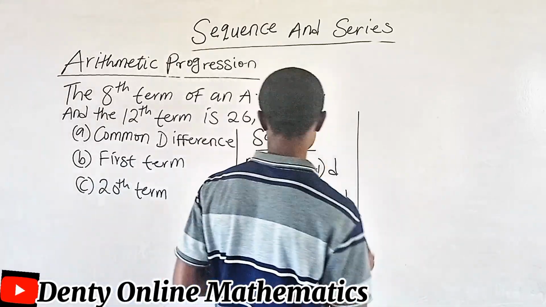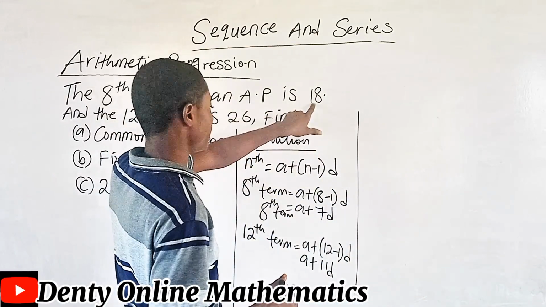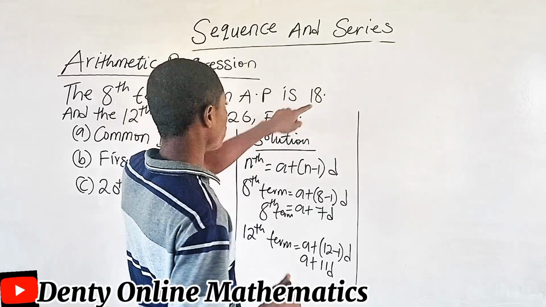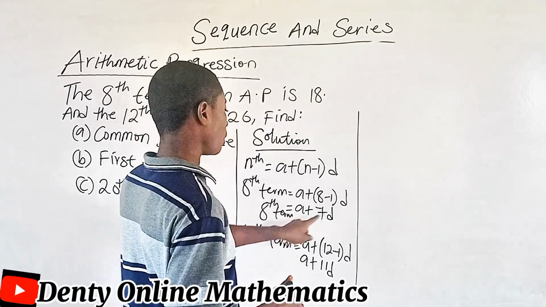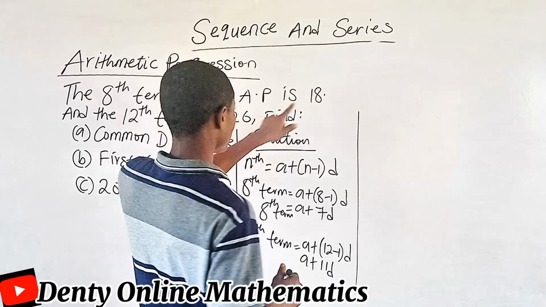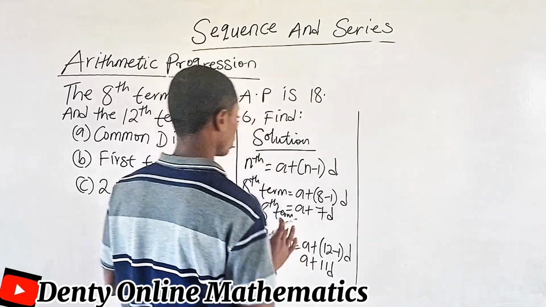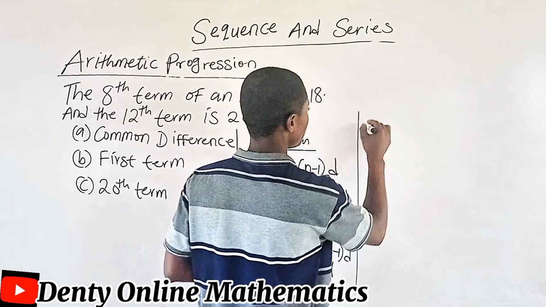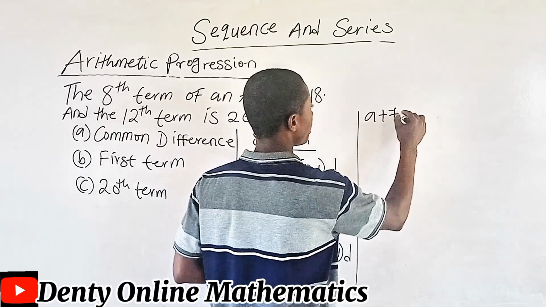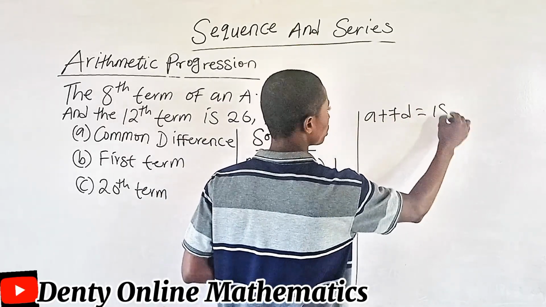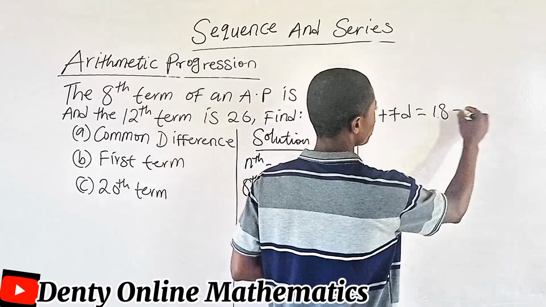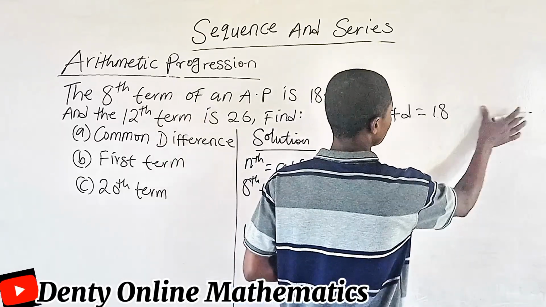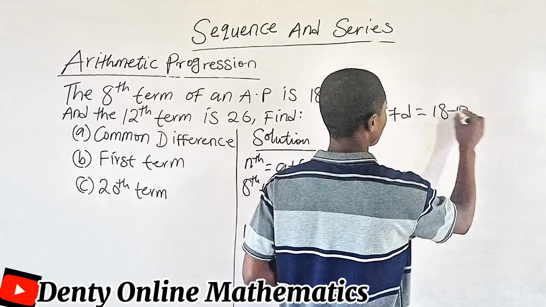Now bringing all of this here, we know that the 8th term is 18. So since the 8th term is equal to 18, that implies that A plus 7D will be equal to 18, because that is the 8th term. This will give us our equation 1. Let me just call this our equation 1.